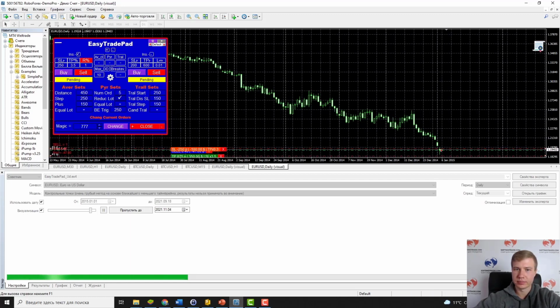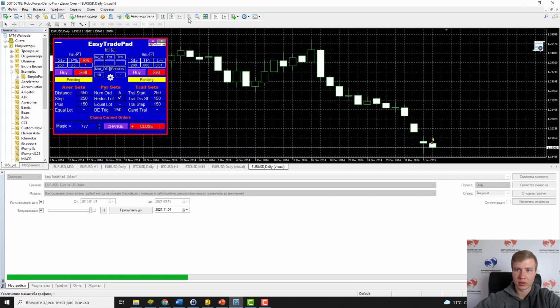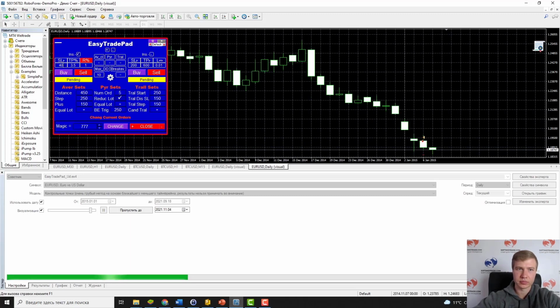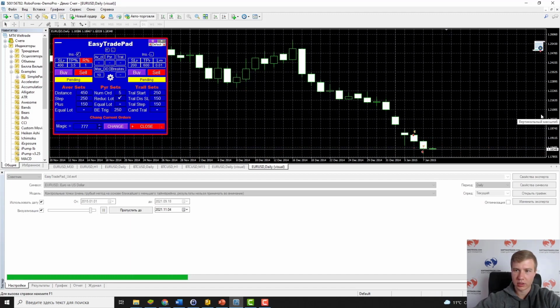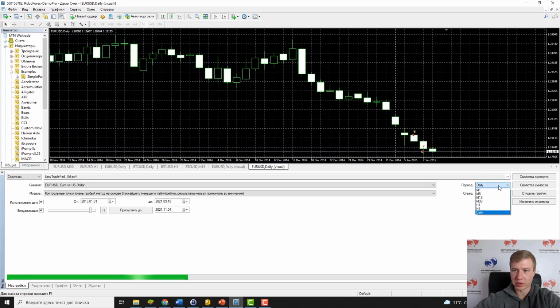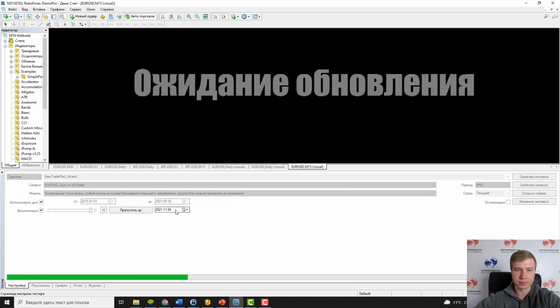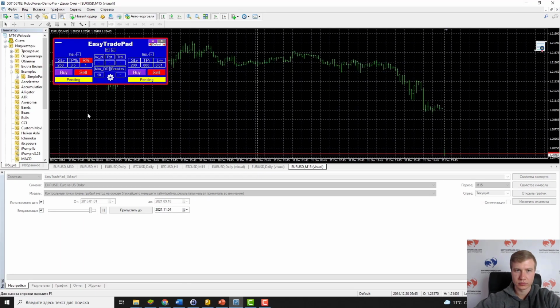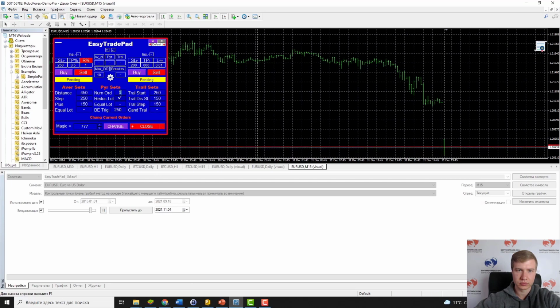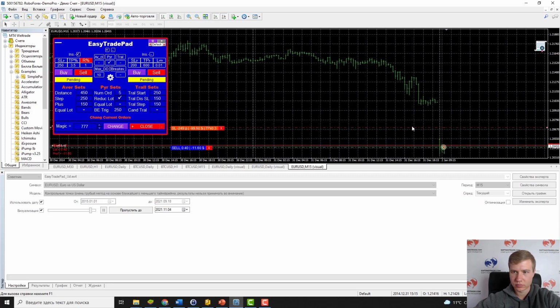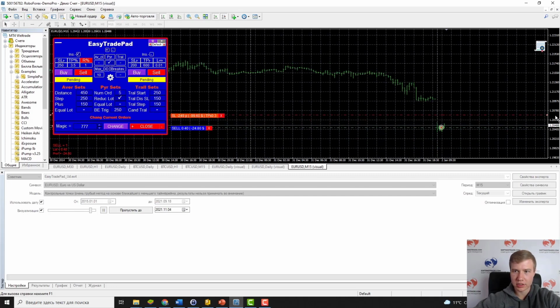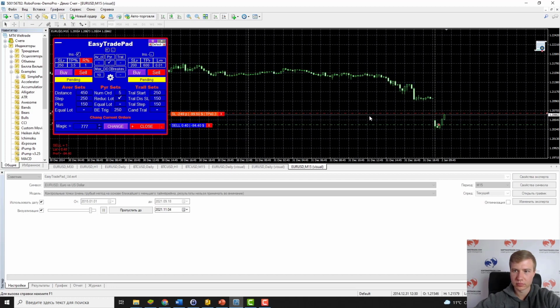Our trade is closed. Let's set a stop loss of 400 points. The deal was closed, but we probably need to choose a lower time frame in order to clearly see what is happening in the position. So here is the opening. The deal was triggered by stop loss.